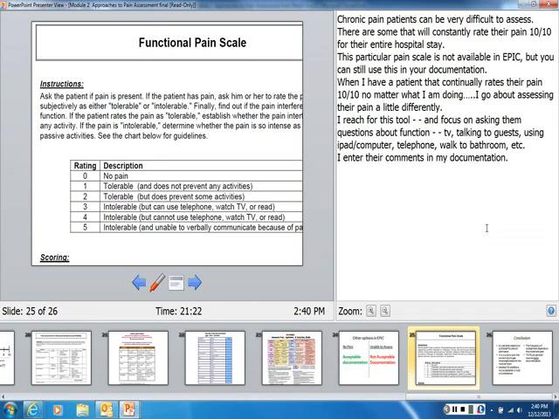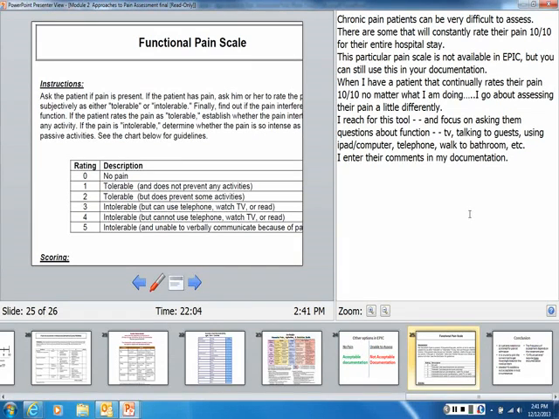I'll give you an example. When I have a patient that continually rates their pain 10 out of 10, no matter what intervention that I am doing, I go about assessing their pain a little bit differently. I certainly do ask them their pain intensity score on a 0 out of 10, but I will also reach for this tool and focus on asking them questions about their functionality. Can they watch TV? Can they talk to guests? Can they use their iPad or computer or their cell phone? Or the bedside phone. Can they twist their torso over and reach the phone and talk on the phone? Can they walk to the bathroom?